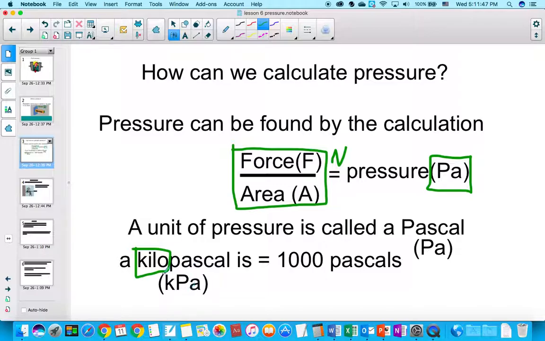Now I'm not going to be too harsh on the capitalization if you just didn't capitalize the P, but if you are giving your answer in pressure, you need to give me the units. You need to have that Pa there, or if you're doing it in kilopascals, you need to give me the kPa. If you don't, then it's going to affect your mark a little bit. So again, pressure can be calculated by the amount of force put on an area, and pressure is measured in pascals.